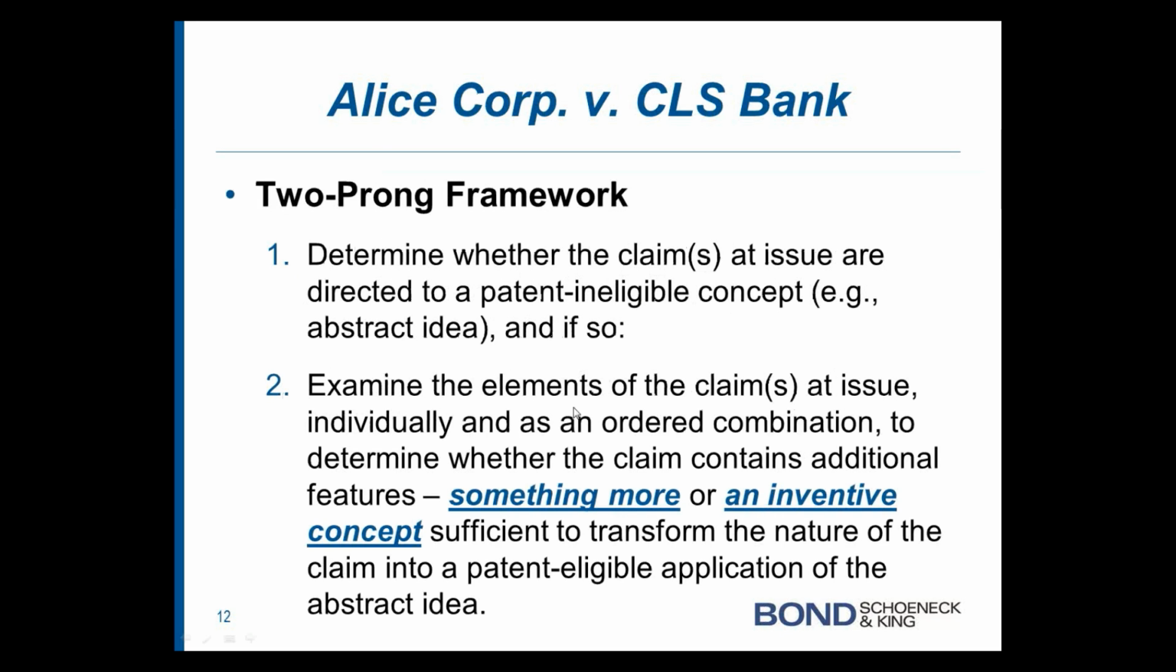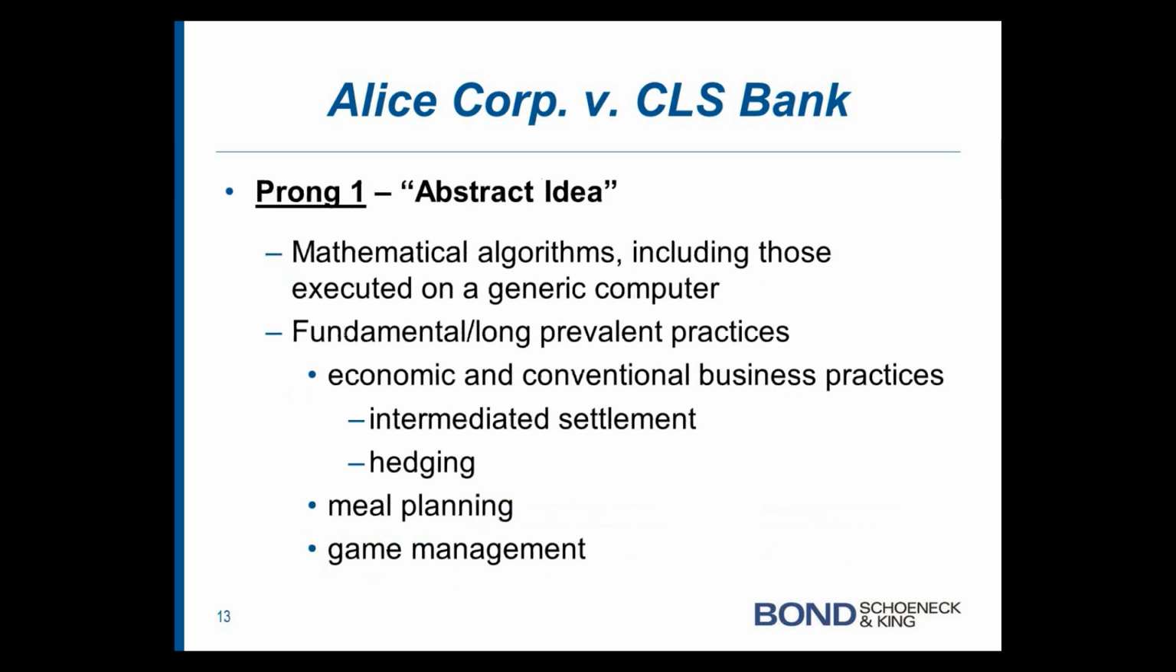In order to do that, the Supreme Court set forth a two-pronged framework. And the first prong is you need to determine whether the claims at issue are directed to a patent-ineligible concept, such as an abstract idea. And if so, if yes, move to prong 2, which is examine the elements of the claims at issue to determine whether the claim contains that something more, those additional features, or, quote, an inventive concept to transform the nature of the claim into a patent-eligible application of an abstract idea.